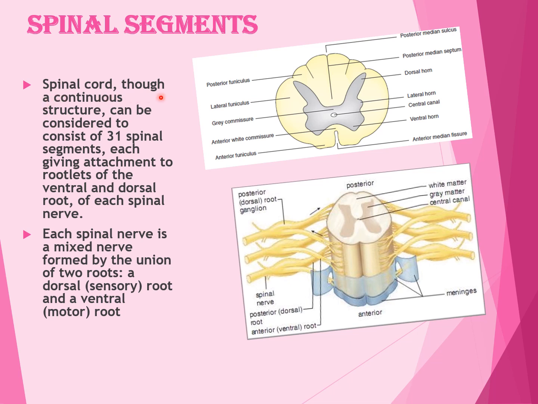Now the spinal cord, though it is a continuous structure, can be considered to consist of 31 spinal segments, each segment giving attachment to the rootlets of the ventral and dorsal root of each spinal nerve. Each spinal nerve is a mixed nerve, formed by the union of two roots, a dorsal root and a ventral root.